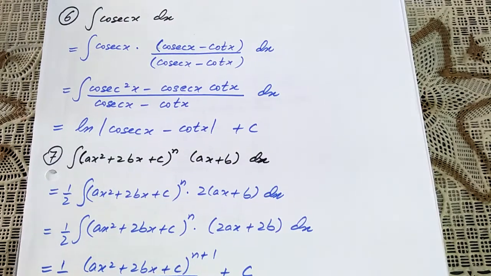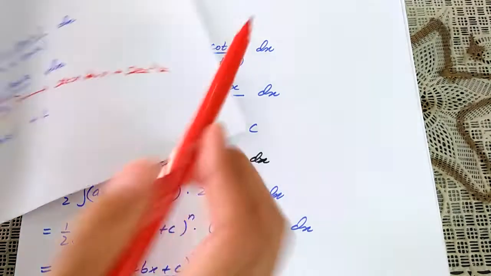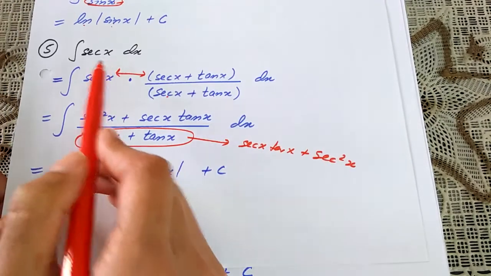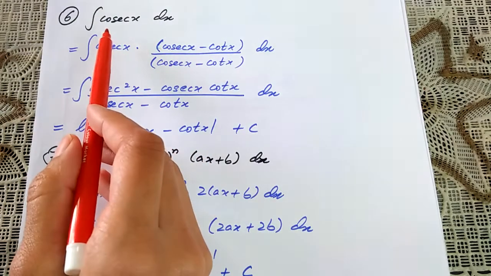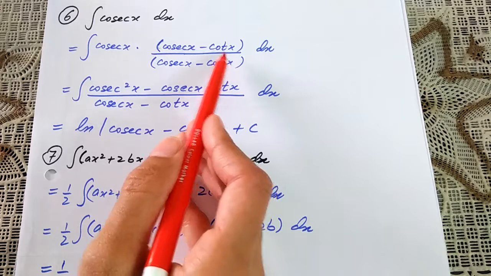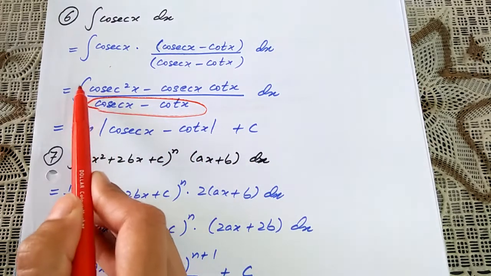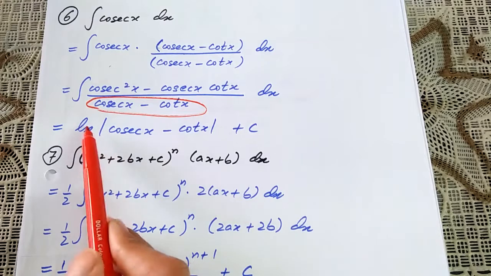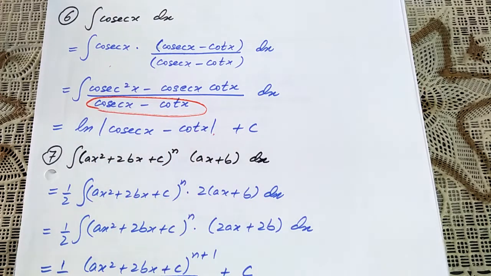Question number 6. Integration of cosecant x, the same thing as we did in question number 5. There, for secant x, we used secant x plus tan x. Now for cosecant x, we multiply and divide with cosecant x minus cot x. Just check that this function's derivative is the numerator as it is, and we write it as ln of that denominator function.